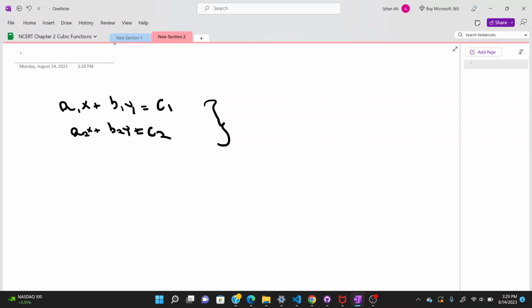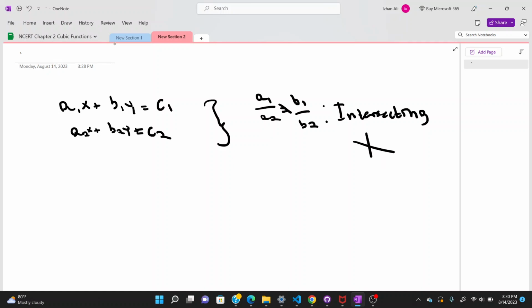So if a1 over a2 is in fact not equal to b1 over b2, then we say that these lines are intersecting. This is the most common type of lines you'll get. It's where they're intersecting at exactly one point. So, for example, that's the point of intersection. And this relation right here needs to be true.